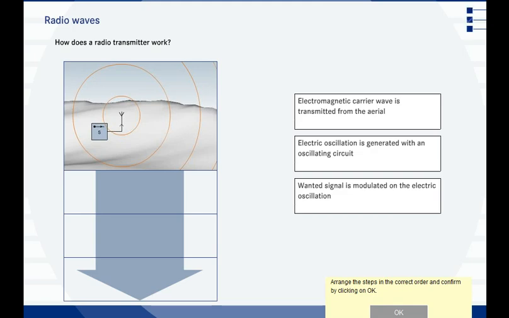How does a radio transmitter work? Arrange the steps in the correct order and confirm with OK.